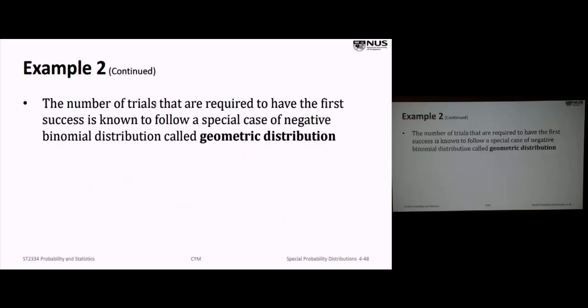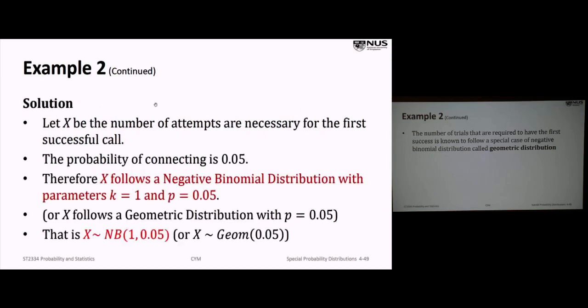The number of trials that are required to have the first success is known to be a special case of the negative binomial distribution, and that's the geometric. Okay, well, we know that already. We have learned that, which is good.